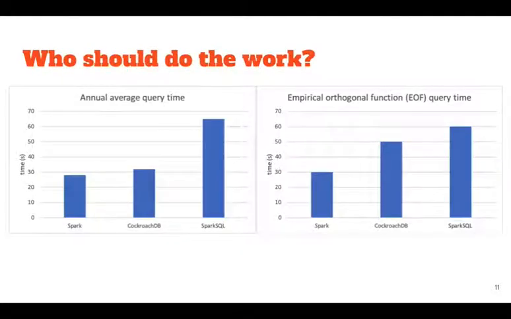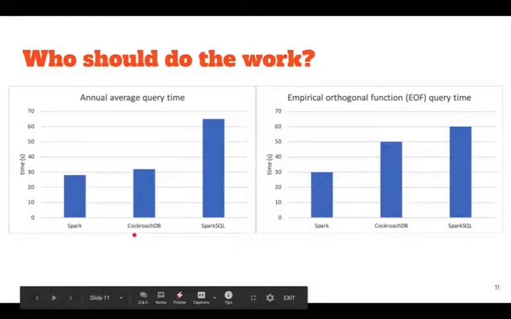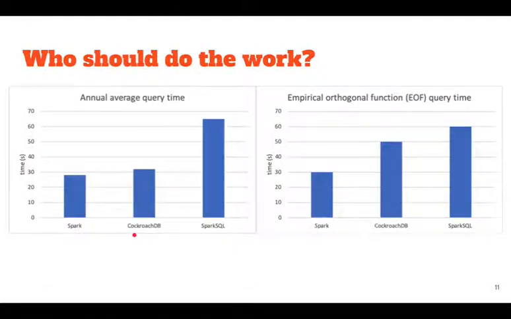And so here are two examples comparing the query efficiency. On the left-hand side, we have a relatively simple query, which is annual average, so just averaging over some timestamps. And then we have a more complex calculation like empirical orthogonal function, which is a principal component analysis. And so we can see that for something like an annual average, CockroachDB and Spark perform about the same, and so I decided to just write these data to the database and let CockroachDB do these sorts of calculations.